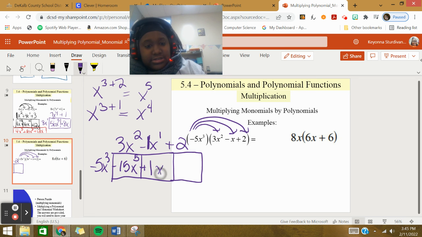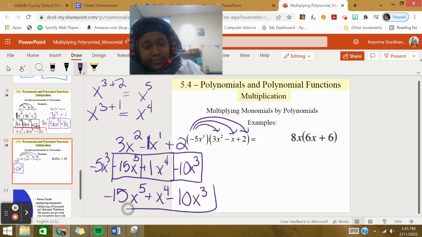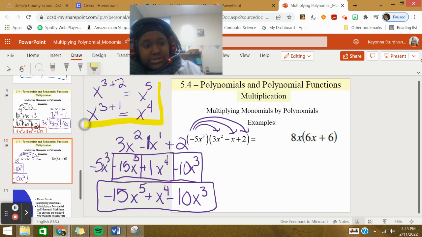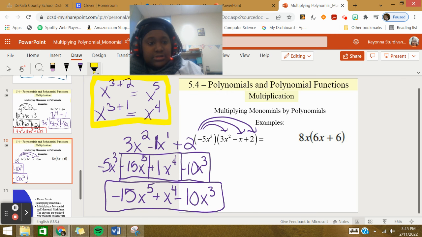This is going to give me x to the fourth, so plus 1x to the fourth. And then finally, I have negative 5 times a positive 2. This will give me negative 10, and then it's just x to the third. So that's my final answer: negative 15x to the fifth plus, you can either write 1x or just x to the fourth, minus 10x to the third. And again, make sure that you copy down the exponent rule somewhere in your notes. Next example, and I'll change the color.